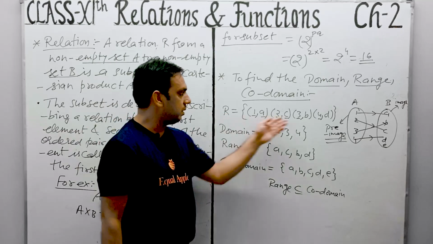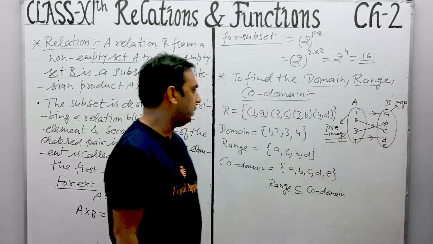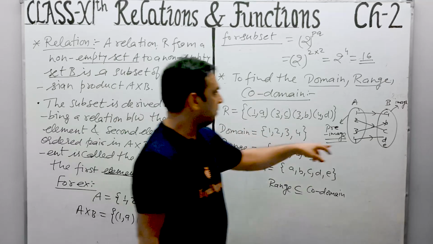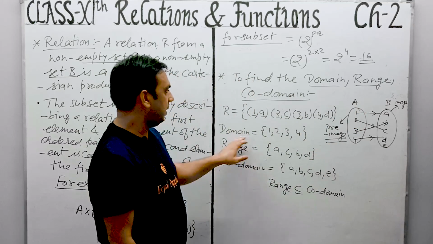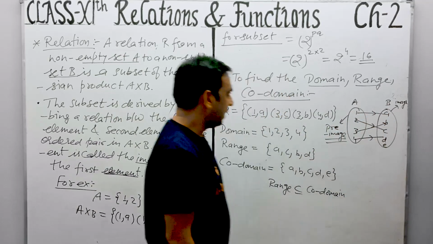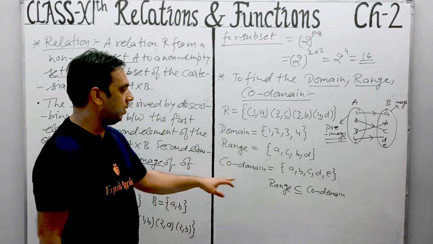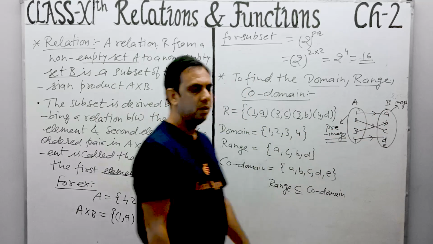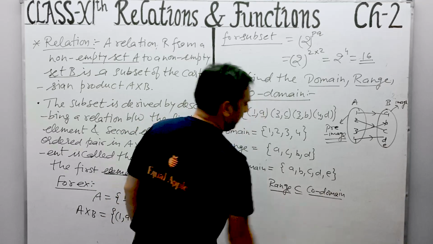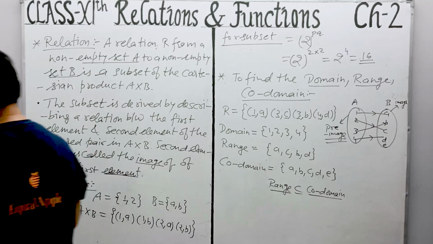It is actually the relationship between the elements of set A and the elements of set B. In a relation, the elements of set A are called the domain, the elements of set B in the relation are called the range, and all the elements of set B are called the codomain. And by this we can say the range is a subset of the codomain. Right? Now we can come to the next topic.